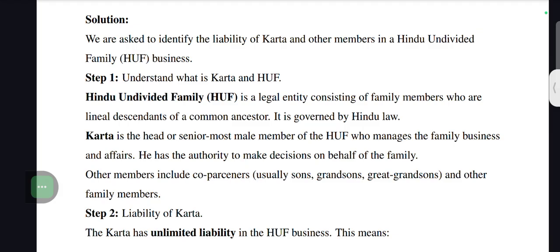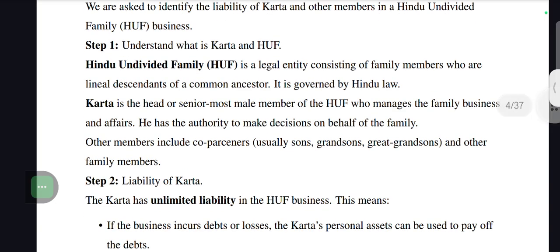A Hindu undivided family business is a legal entity consisting of family members who are lineal descendants of a common ancestor. The karta is the head, the senior most male member of the Hindu undivided family, who manages everything in the business. Other members are the co-partners and come under the family members.